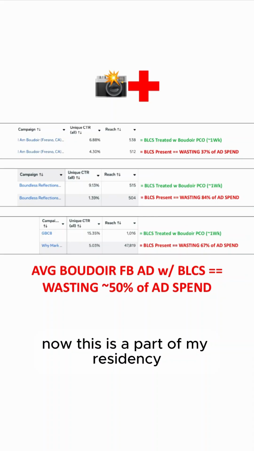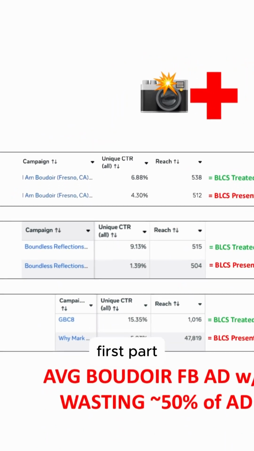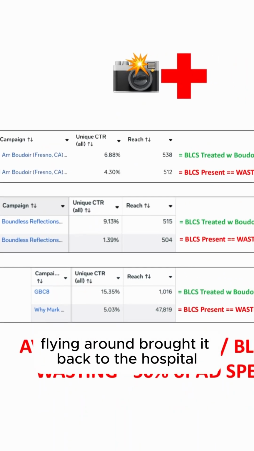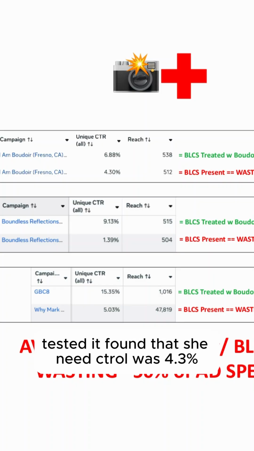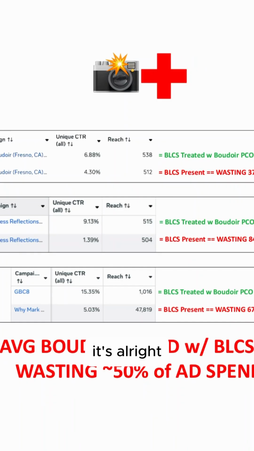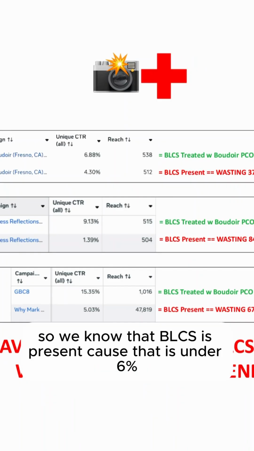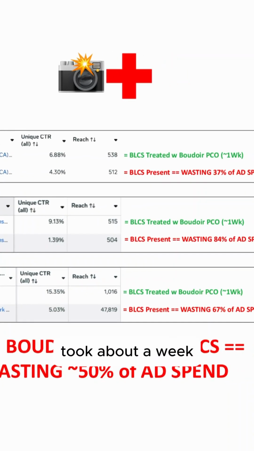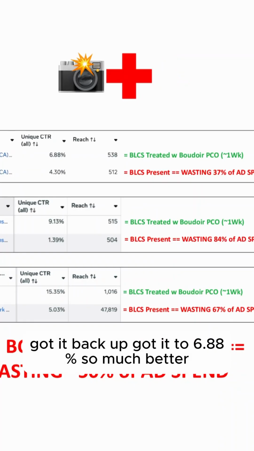Now, this was part of my residency. First part, went in and found a Boudoir Facebook ad out there, flying around, brought it back to the hospital, tested it, found its unique CTR was 4.3%. So all right, we know that BLCS is present because that is under 6%. So we duplicated it, and I treated it with Boudoir Pico, took about a week, got it back up, got it to 6.88%. So much better.